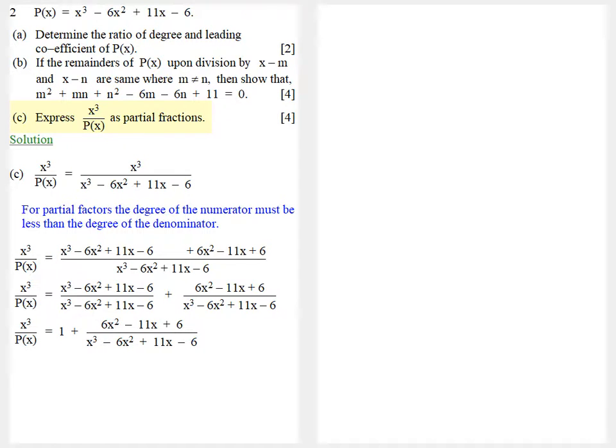So x cubed over p(x) is equal to 1 plus (6x squared minus 11x plus 6) over (x cubed minus 6x squared plus 11x minus 6). We shall now put this remaining fraction into partial fractions. Now the first thing we need to do is factorise the denominator.